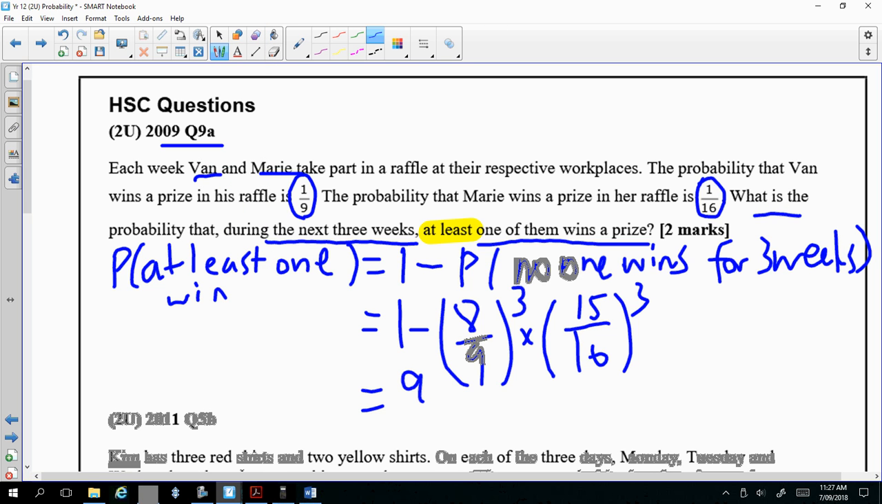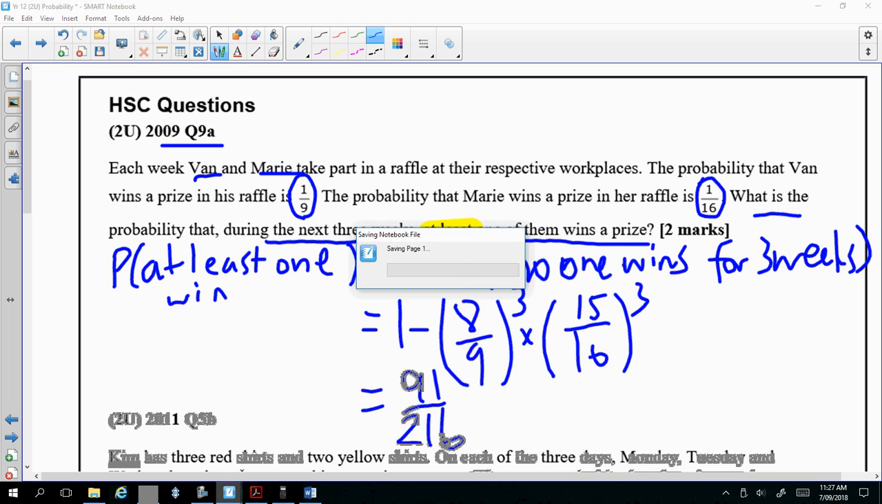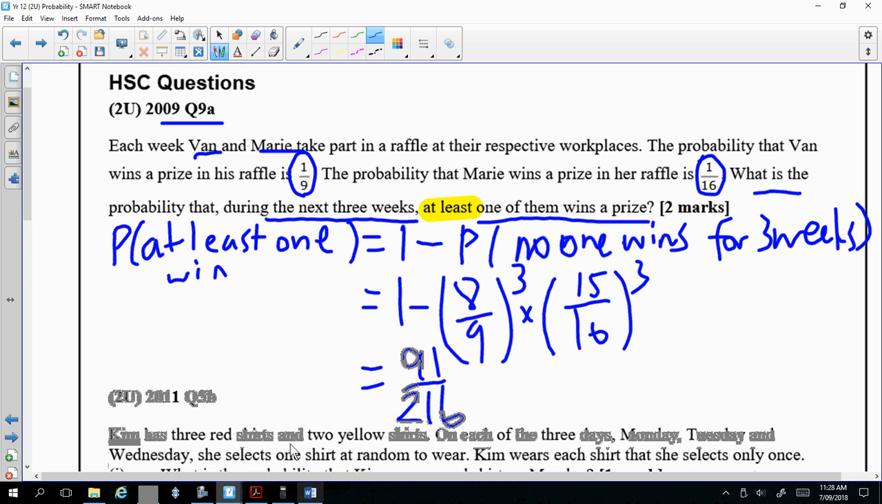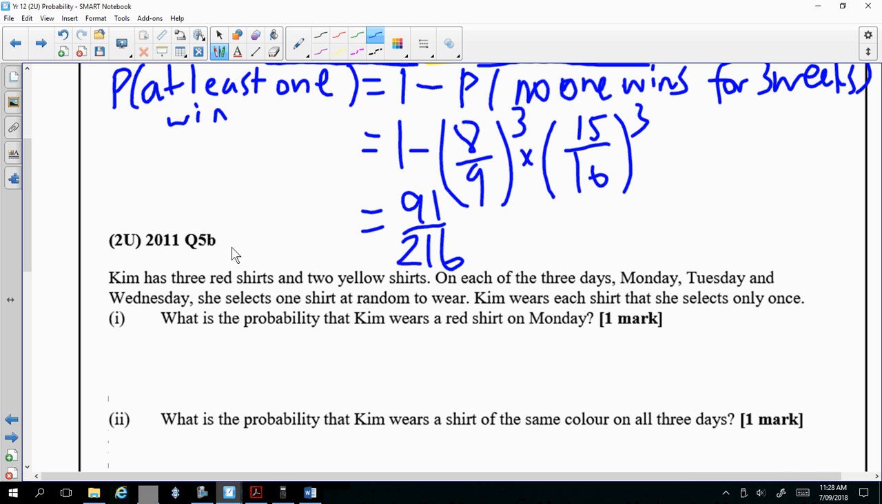Let's try another one. Have a read. The next one is a little bit longer. This is more recent, 2011, question 5. Have a read, give it a few minutes. You should try to solve it yourself. Think about it, and see if your thinking matches my thinking. Okay, go. I'll give you about a couple minutes.